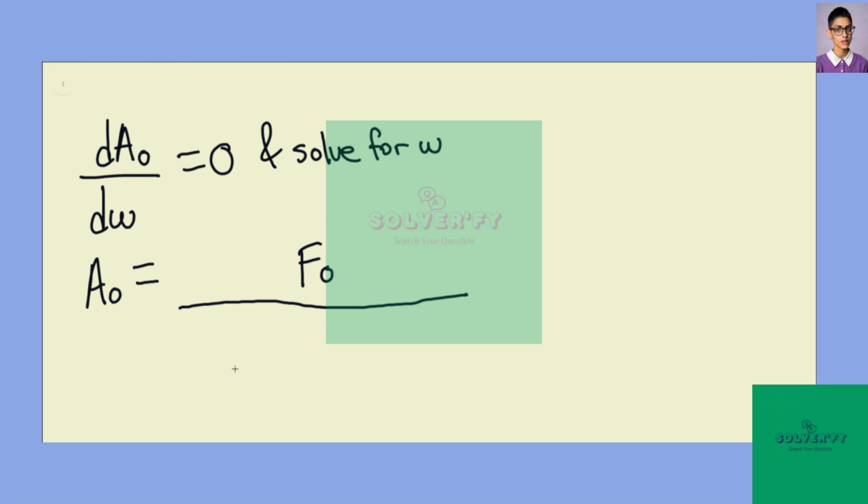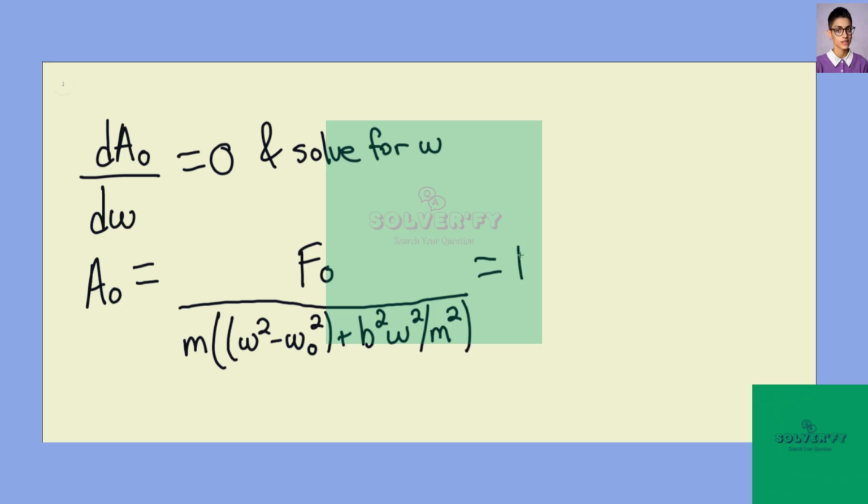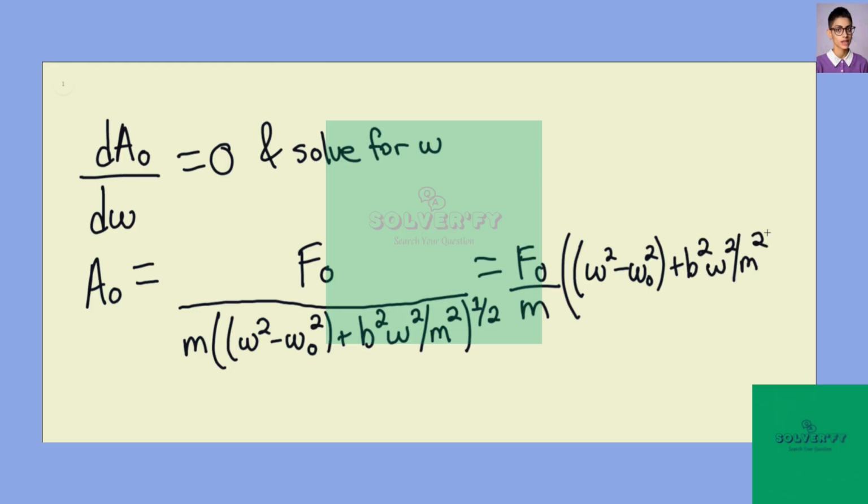the force divided by the mass times omega squared minus omega naught squared plus the damping constant squared times omega squared divided by the mass squared. This is going to be equal to the force divided by the mass times, this is to the 1/2 power, my apologies. So this would be omega squared minus omega naught squared plus b squared omega squared divided by m squared, and this is to the negative 1/2 power.